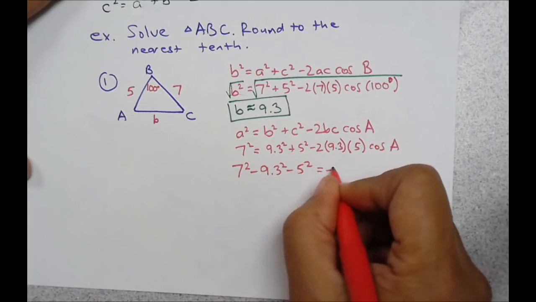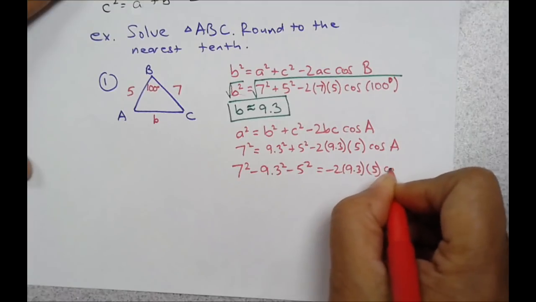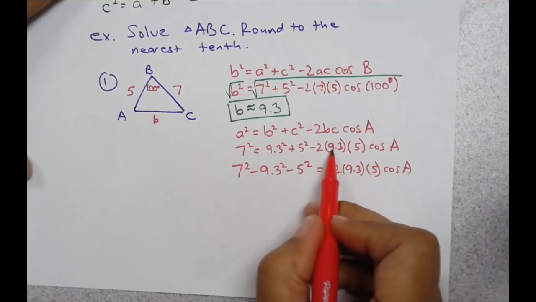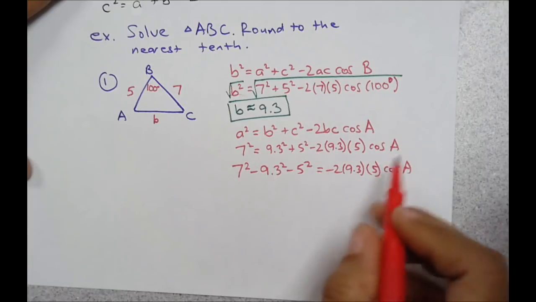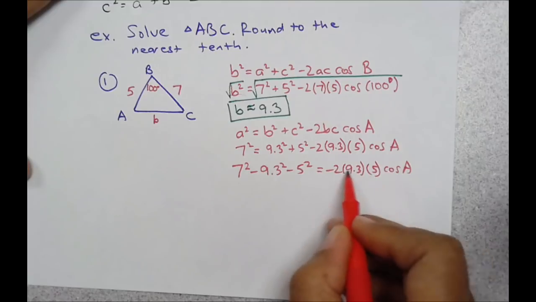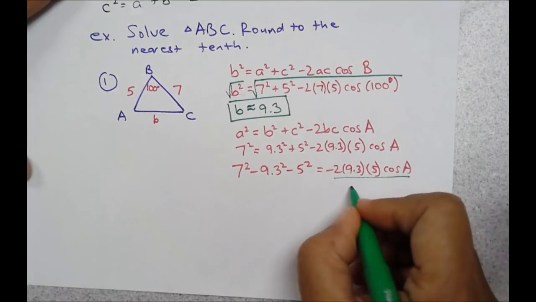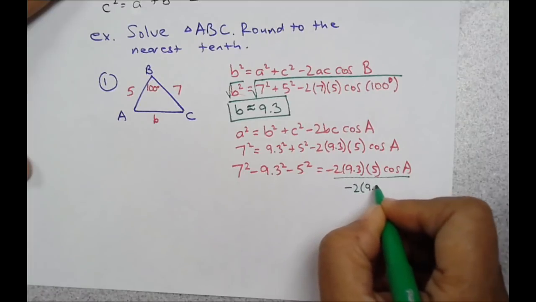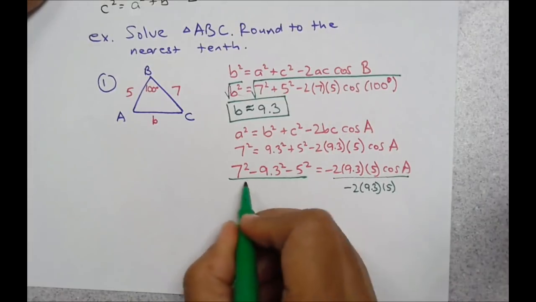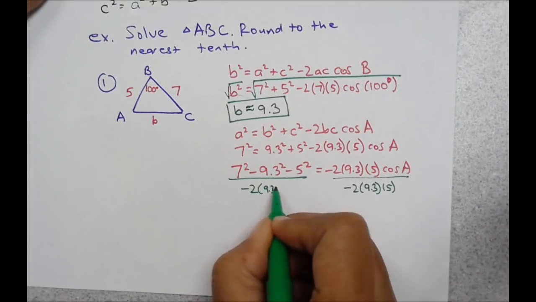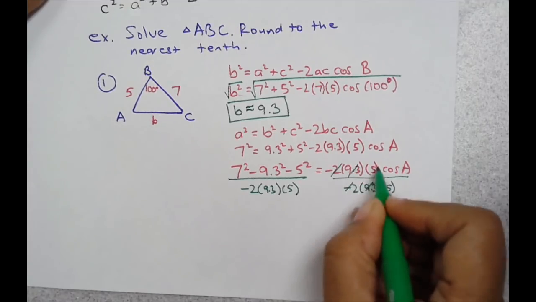And this still equals the negative 2 times 9.3 times 5 cosine of A. We cannot move this over by addition. This is all together as one term. In order to get rid of this, it's being multiplied by cosine of A. So in order to get rid of it, you have to divide by this negative 2 times 9.3 times 5. That cancels all of this.